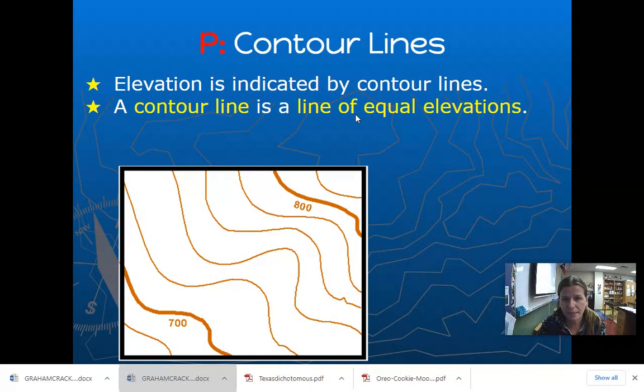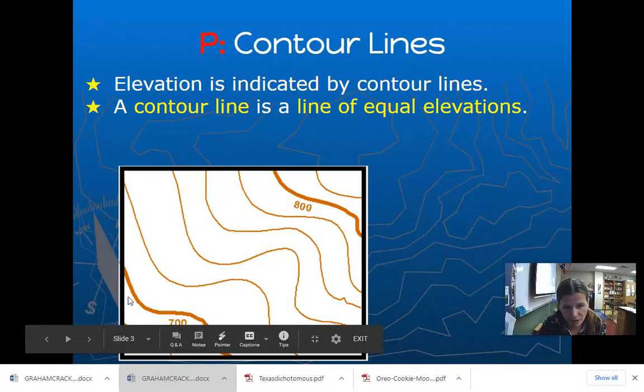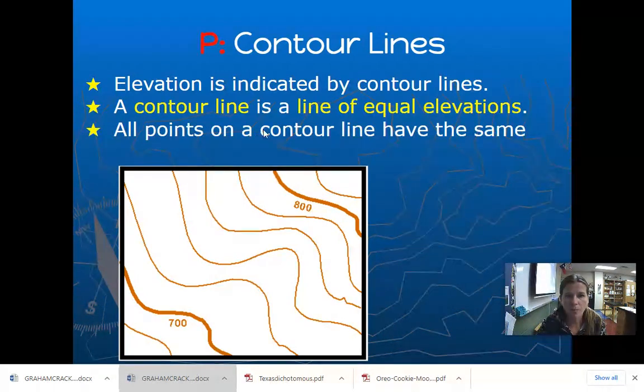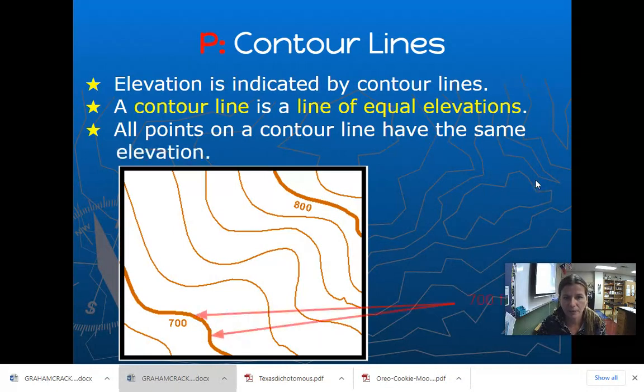A contour line is a line of equal elevations. So here the 700 contour line is telling us that it's the elevation of 700 all the way around. Here this would be an elevation of 800 feet or meters all the way around. The elevation is the same. All points on a contour line have the same elevation.